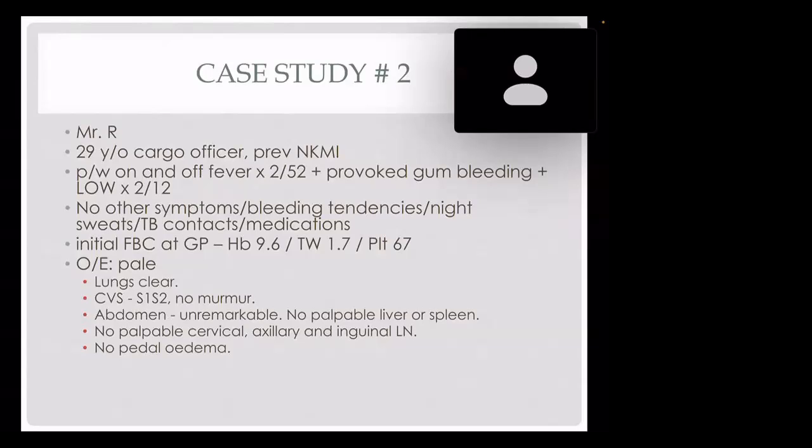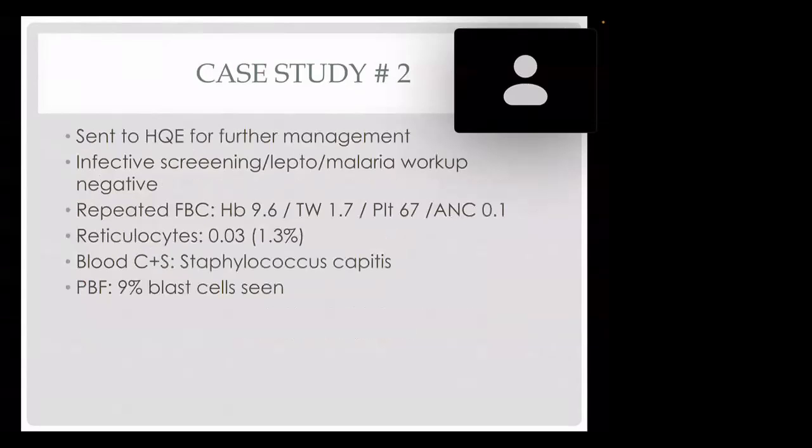So the initial FBC again at GP shows pancytopenia, although not as bad as the first patient. HB was 9.6, total white 1.7, platelet was 67. And again, his physical examination was fairly normal. There were no palpable liver or spleen or any lymph nodes felt. So when he was sent over for further management, his dengue and malaria workup was negative, because we suspected initially, can this be pancytopenia because of some infections?